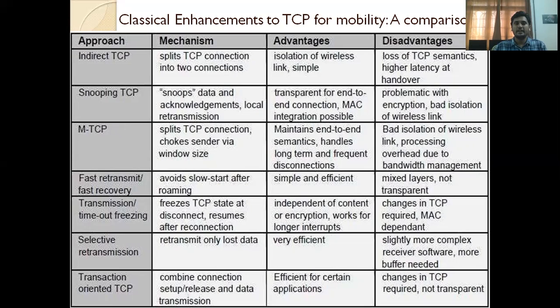The first one is indirect TCP. The mechanism splits the TCP connection into two connections. That's what we discussed in the diagram. One is wired, the second one is wireless. So fixed host to access point is wired communication. From access point to mobile node is wireless communication. It splits the TCP connection into two connections.